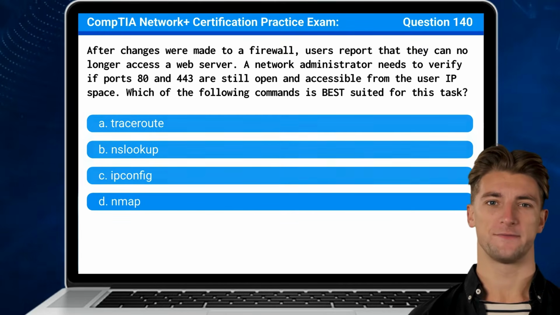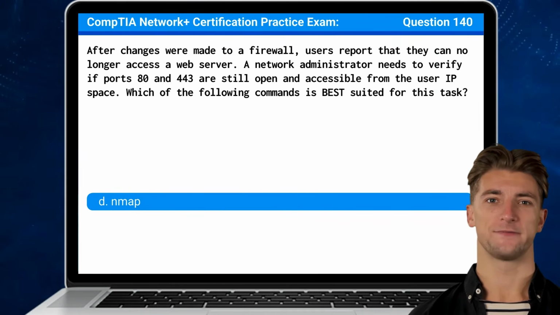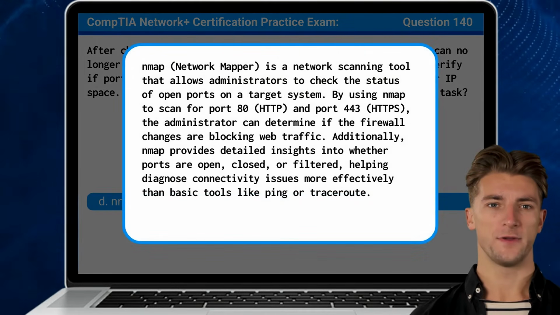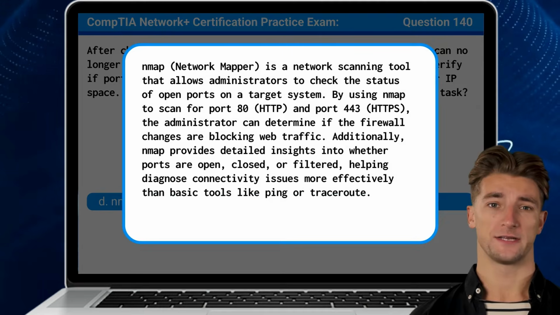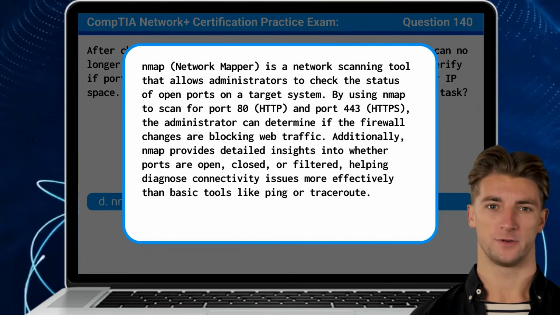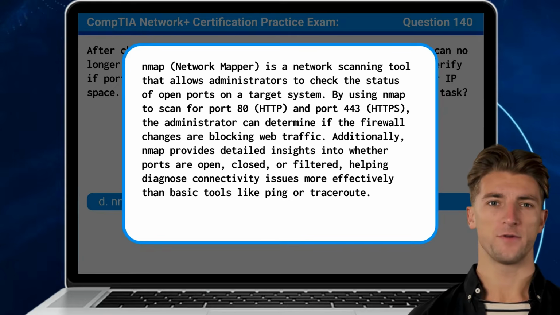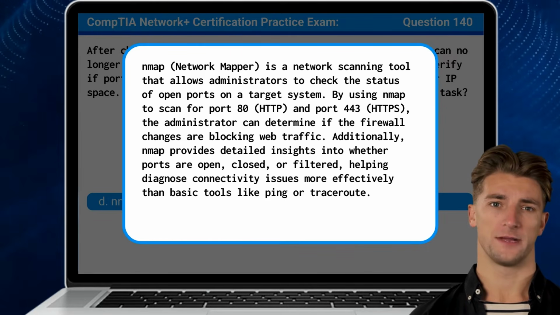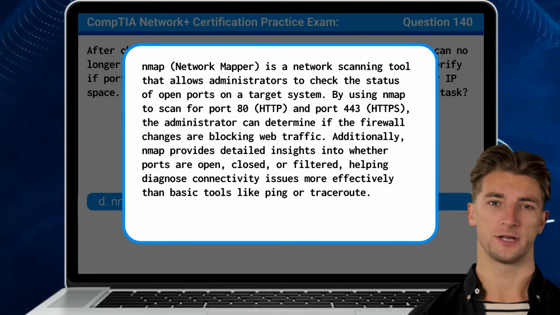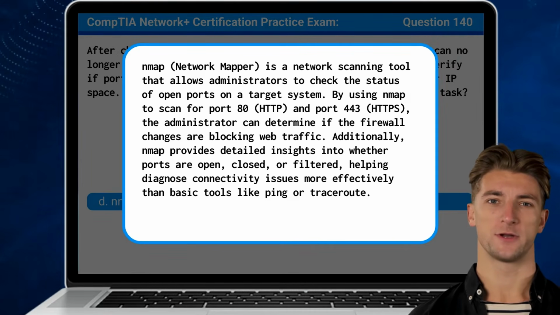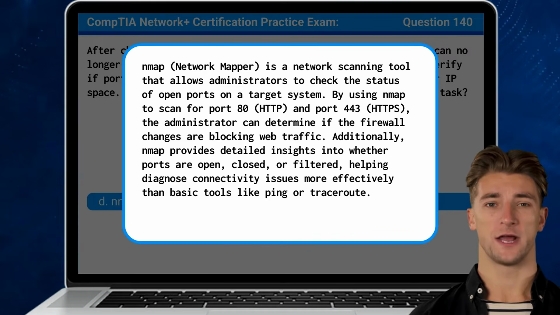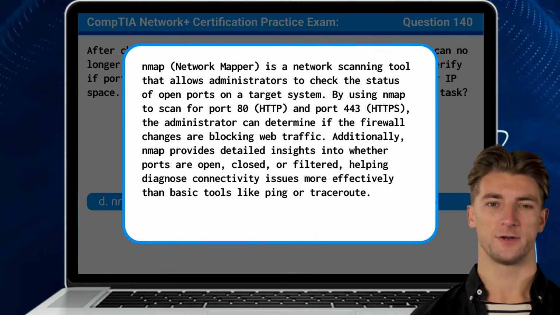The answer is D. Nmap. Nmap, short for Network Mapper, is a network scanning tool that allows administrators to check the status of open ports on a target system. By using Nmap to scan for port 80 and port 443, the administrator can determine if the firewall changes are blocking web traffic. Additionally, Nmap provides detailed insights into whether ports are open, closed, or filtered, helping diagnose connectivity issues more effectively than basic tools like ping or traceroute.